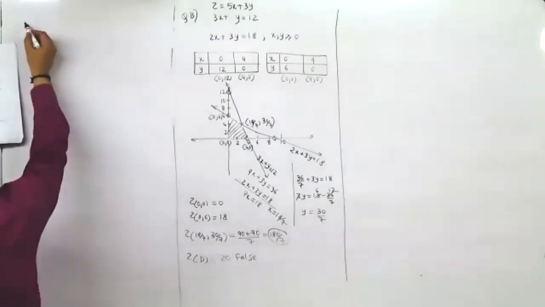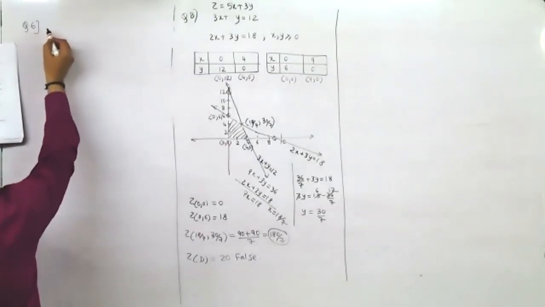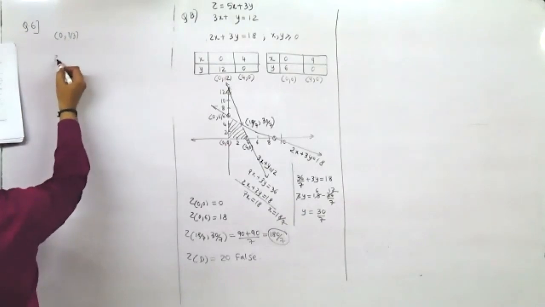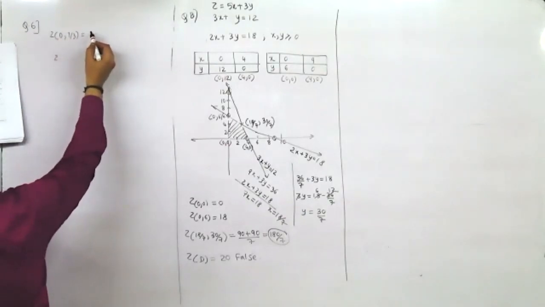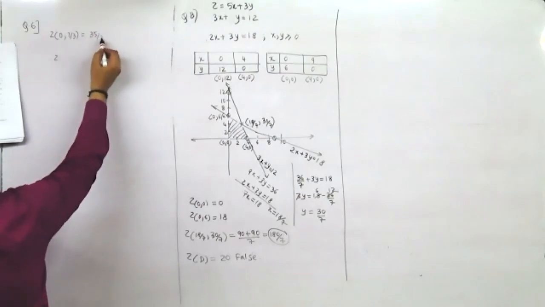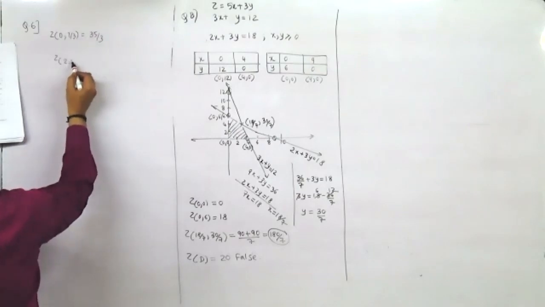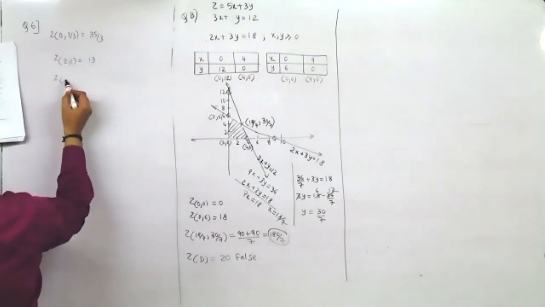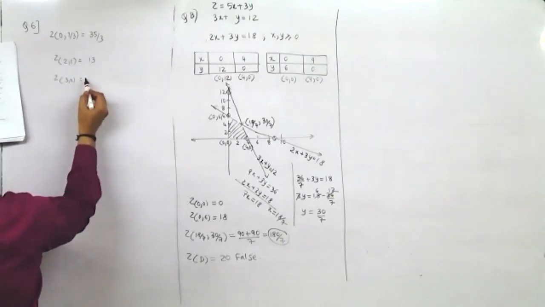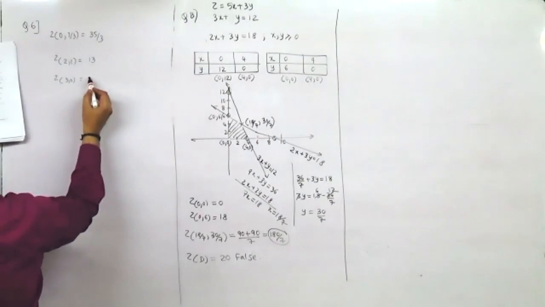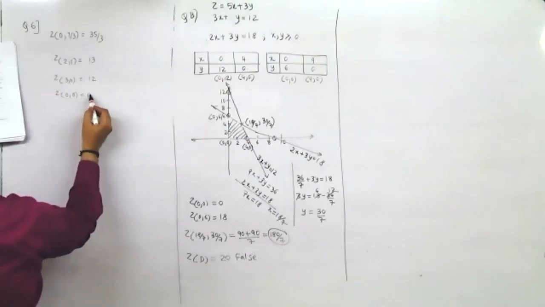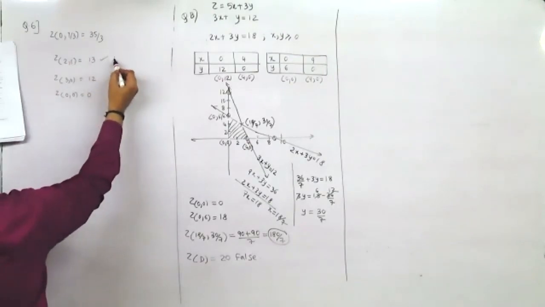If the corner points are (0, 7/3), then z at (0, 7/3) would be 4 into 0 plus 5 into 7/3. Then z at (2, 1) would be 4 into 2, 8, plus 5, 13. Z at (3, 0) would be 4 into 3, 12, and z at (0, 0) would be 0. The maximum value is not this, it is this. So it is false.